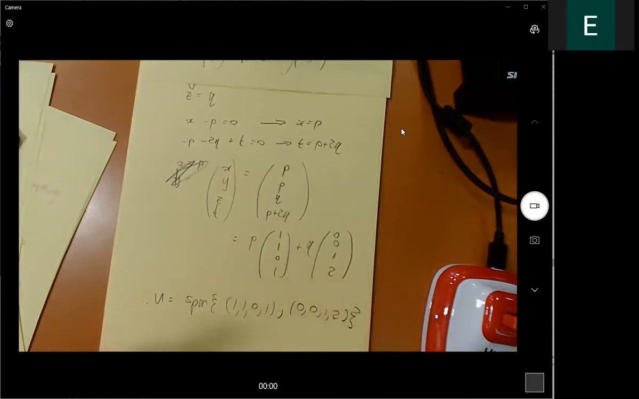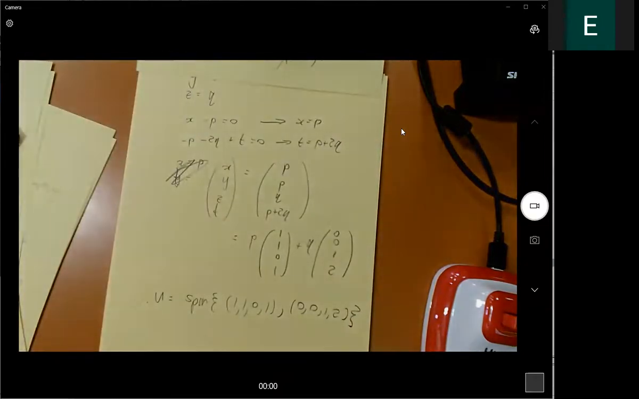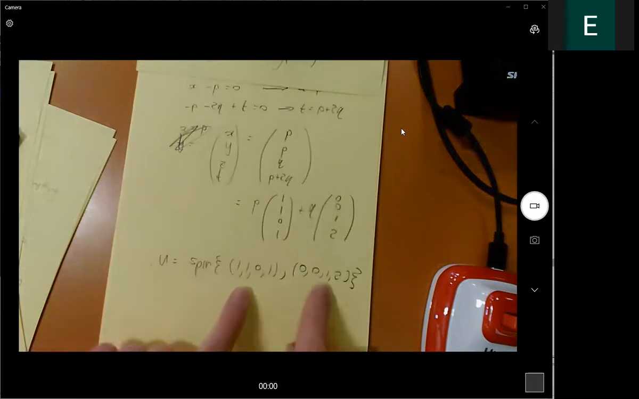You notice I've been sloppy about whether there are columns or rows. Whatever. The original set was a row, so I prefer to write it as a row when I get to the end, but I have to write them as columns to do the matrix stuff. And those two vectors are independent because this one's not a multiple of that one. And so therefore, it's my basis.